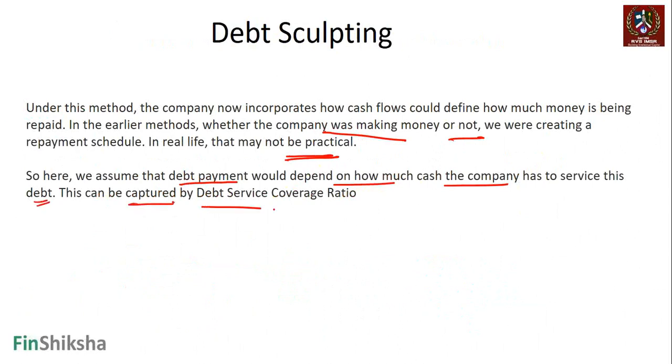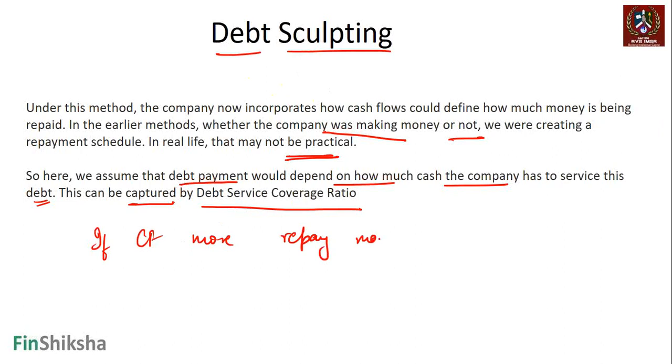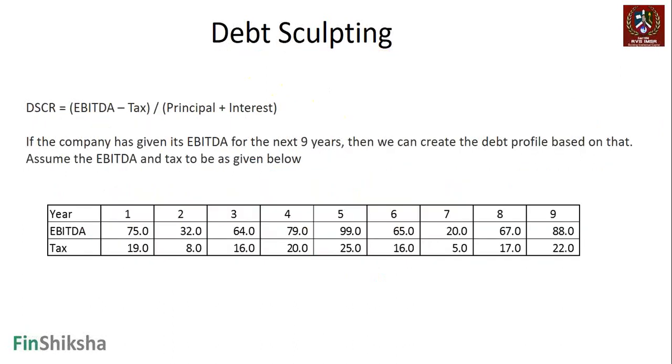And this can be captured by a debt service coverage ratio. This method of debt being paid based on the debt service coverage ratio is called debt sculpting, right? Now, how does it work? If my cash flow is more, I repay more, right? If my cash flow is less, I repay less. That's the broad premise. To go ahead, let's first understand what is the debt service coverage ratio.